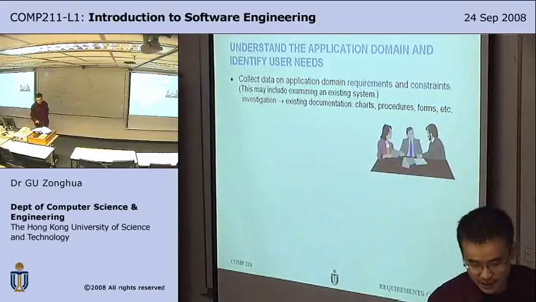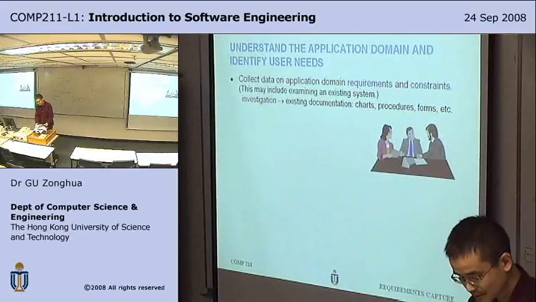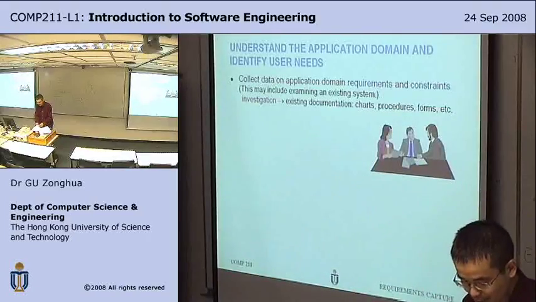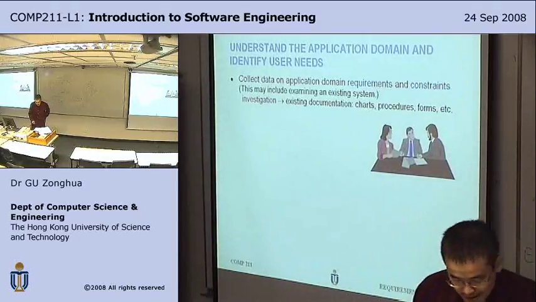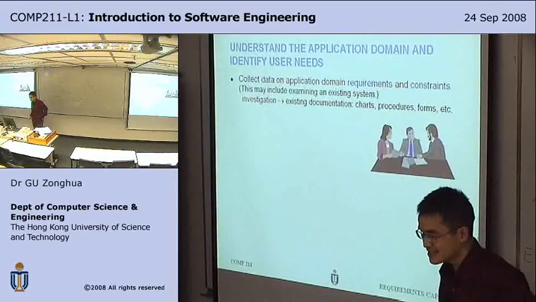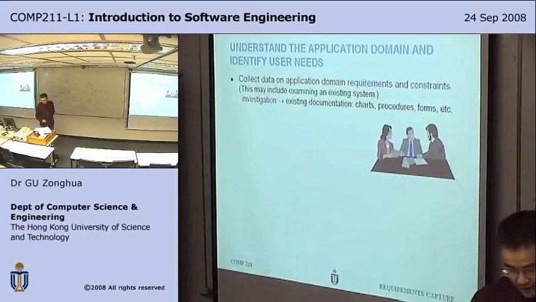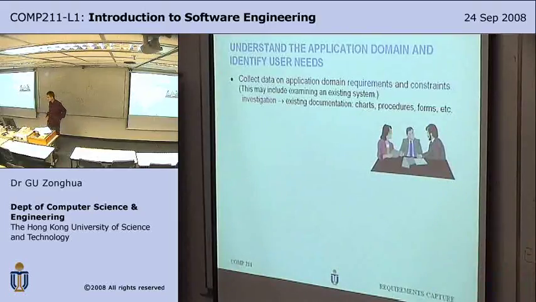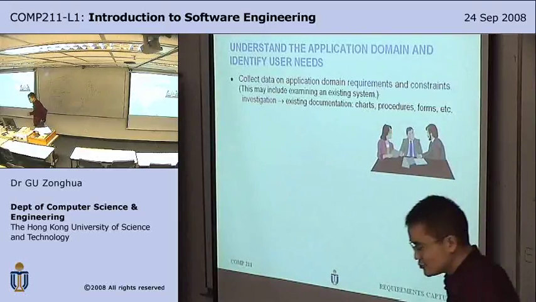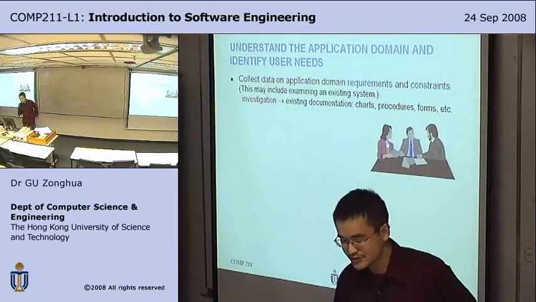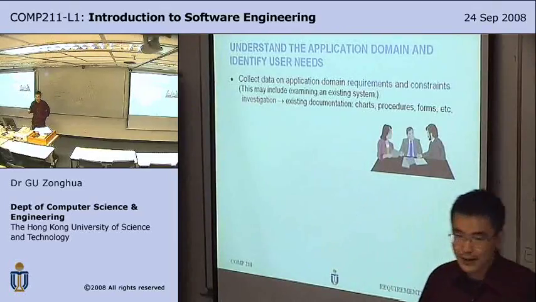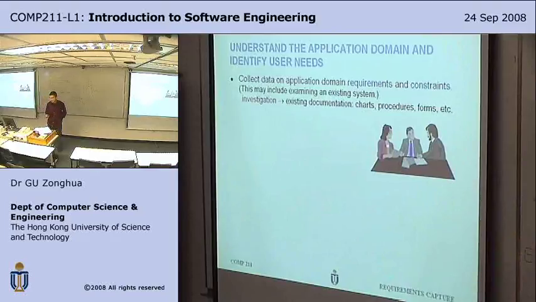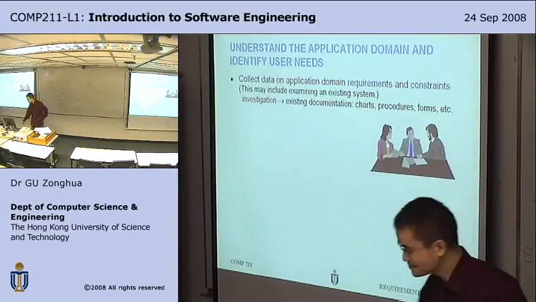Investigation includes existing documentation. They may not be available, but if they're available, then it's a good source of information. Charts, procedures, forms, etc. That is the business procedures. So what does the user do daily without the system? Manually, perhaps. Then if you understand the manual procedure, you can design your system to automate that procedure.